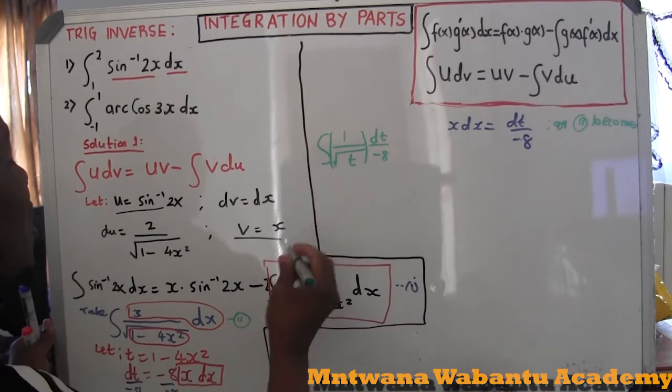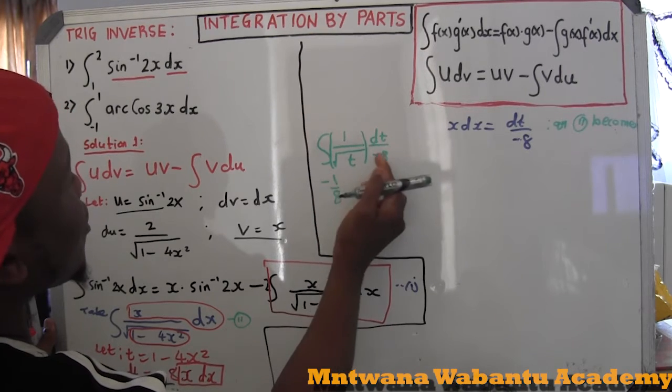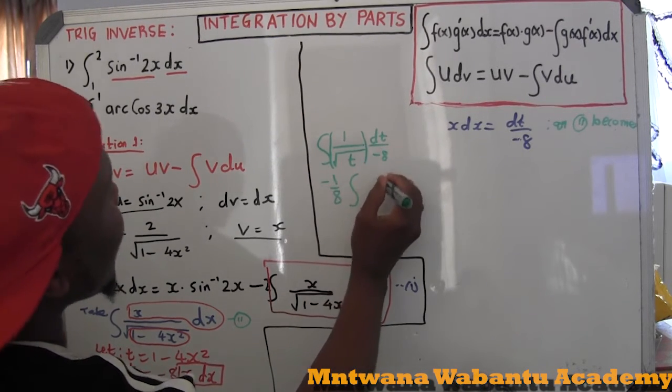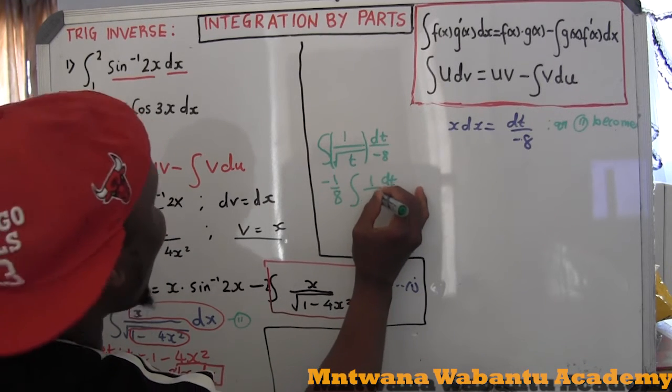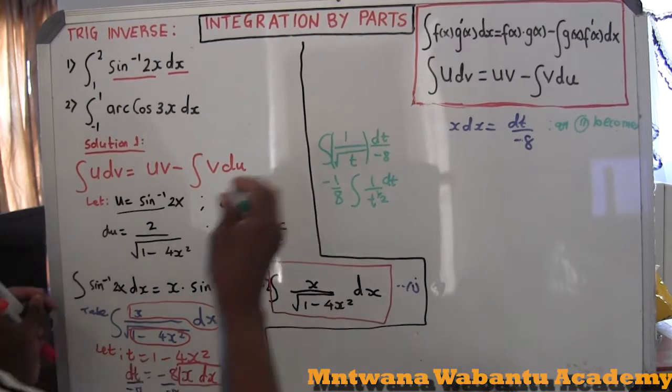So negative 1 over 8 goes to the back, because this is a constant. We will be left with the integral, and then here is going to be dt times 1 over the square root of t, which is like t to the power a half.